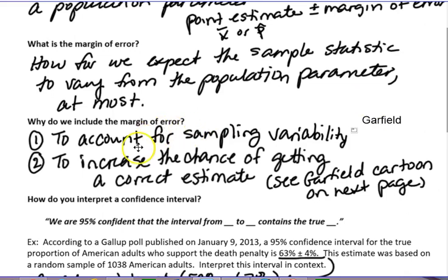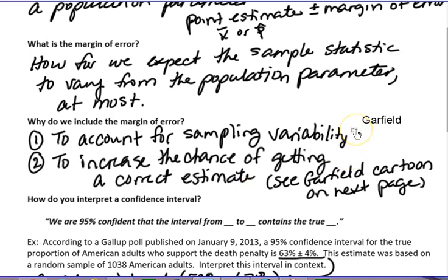Now, why do we even include a margin of error at all? Well, we include it to account for sampling variability, because we know that x bar or p hat are not going to be exactly the same as mu and p. They are going to vary somewhat. So this accounts for that sampling variability, and also to increase the chance of getting a correct estimate.